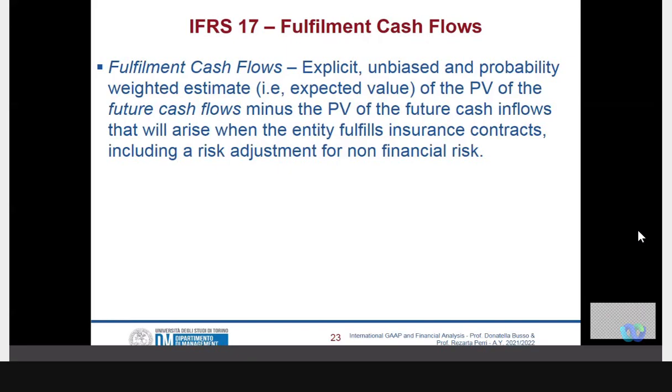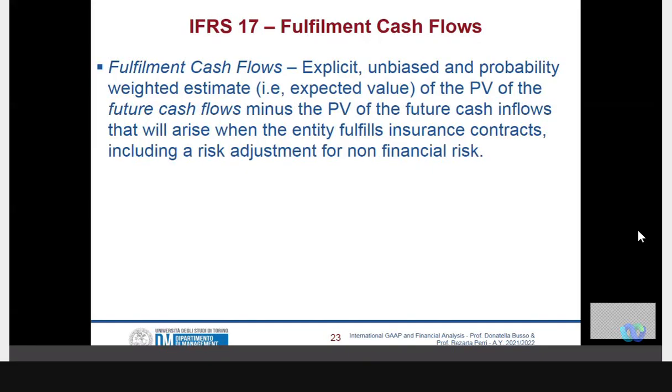Okay, I think that you have already studied this somewhere in math, doesn't matter. But this is the expected value. And now the fulfillment cash flows here, they take into consideration this expected value of all the present values of the future cash flows. This requires a lot of planning about the future, minus the present value of the future cash inflows that will arise when the entity fulfills insurance contracts, including a risk adjustment for non-financial risk. This seems like a very long sentence.